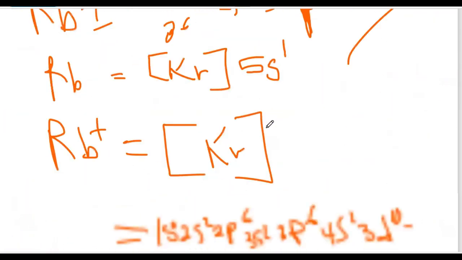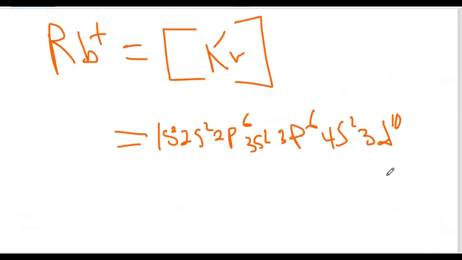Where was that? It was here. So there we have 3d10. Then we said we go to 4p, and in 4p we are going to put 6. And then in 5s, how many are we going to put? Just 1, that is remaining.